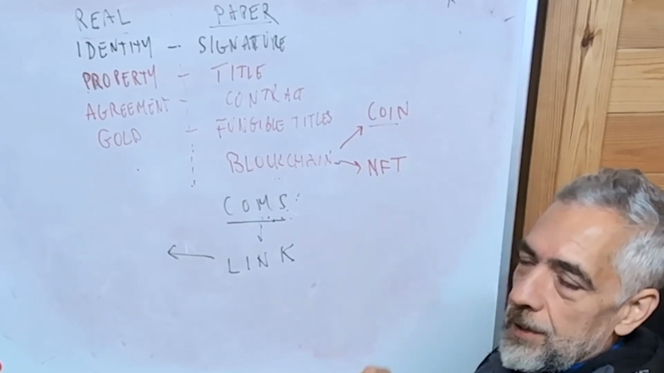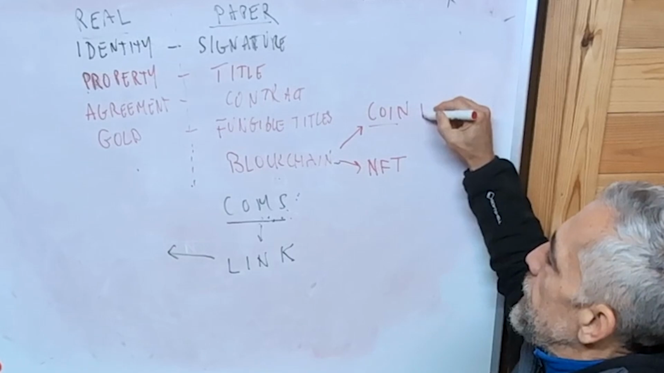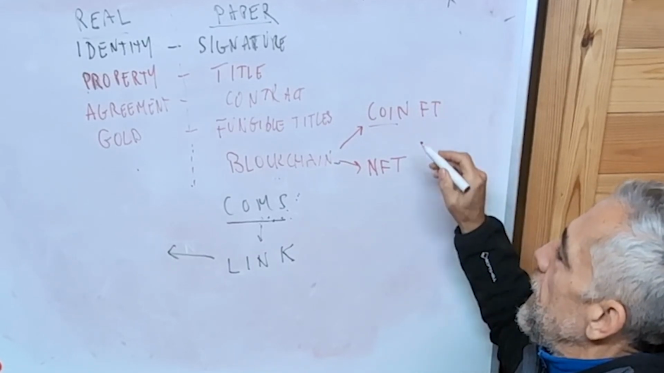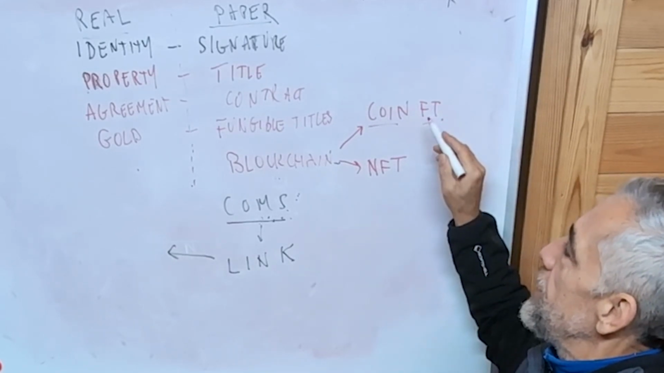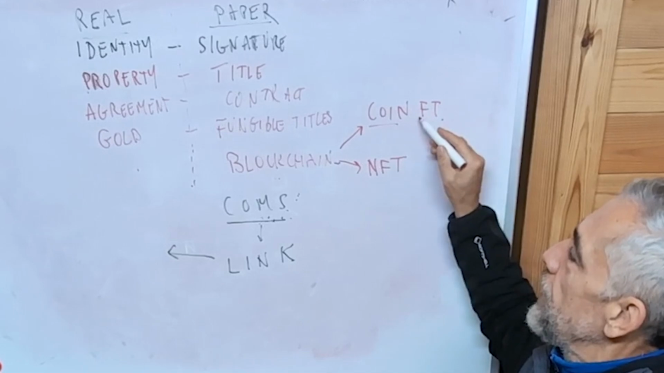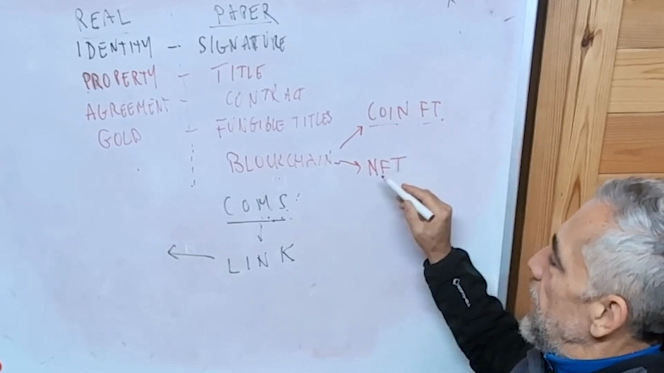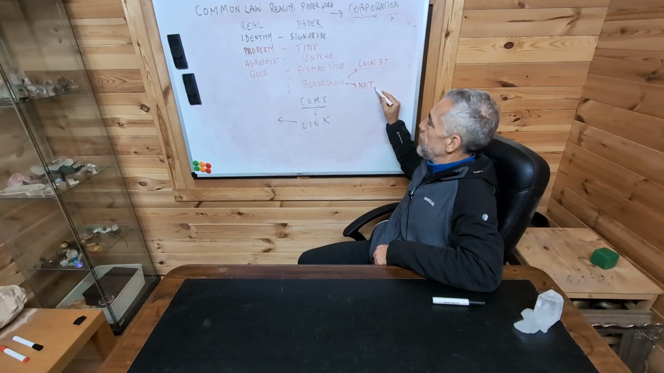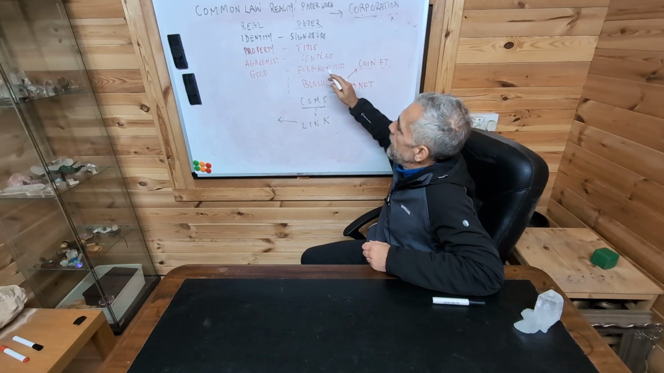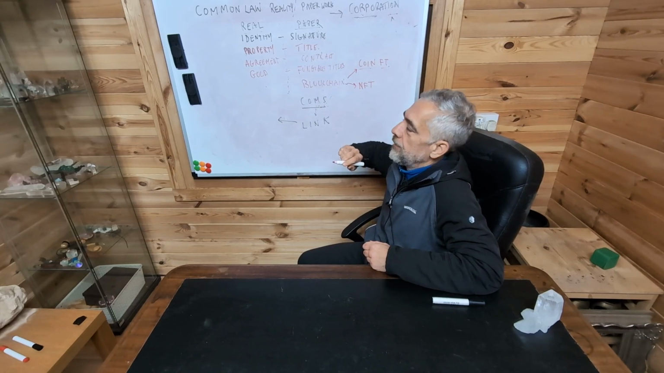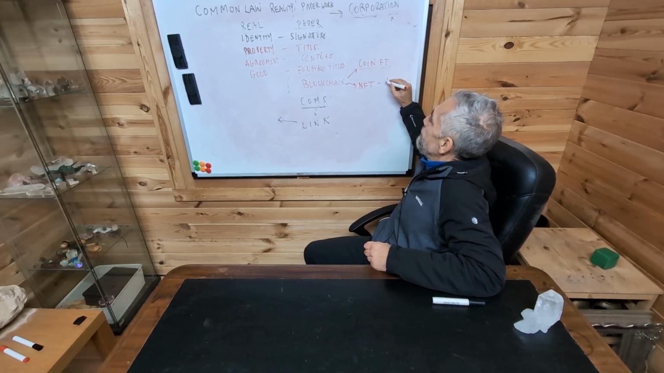This is a non-fungible token. This is a fungible token, which is money. Remember, money is a fungible title or fungible token. But now we've got a non-fungible token. So they're all different. This could be an individual title. So this could be an asset.